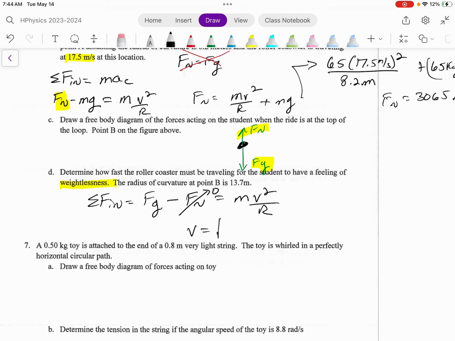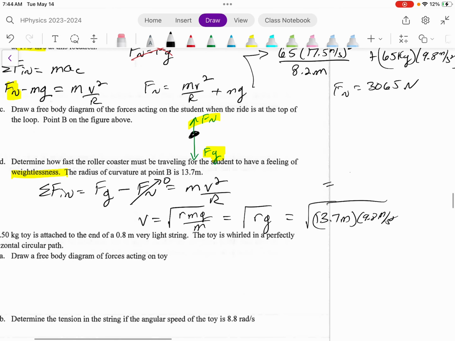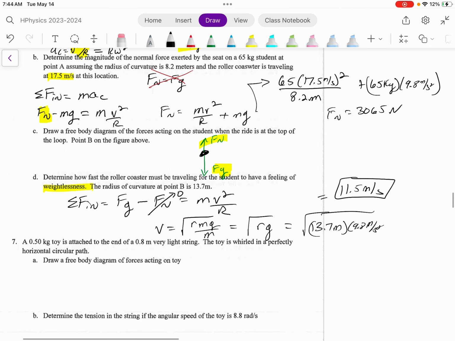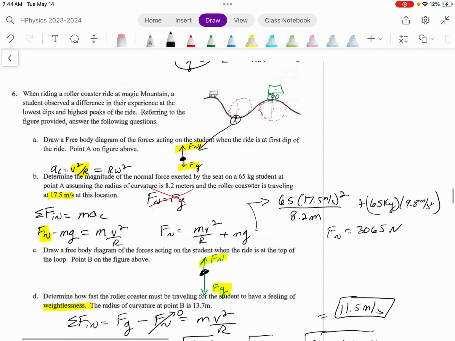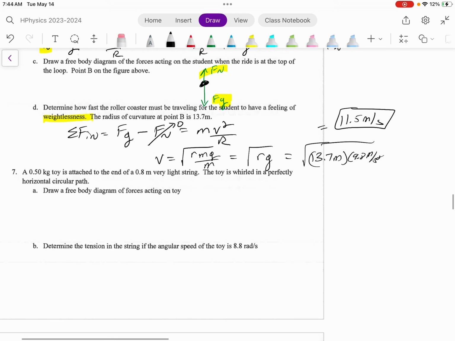for velocity. Velocity is equal to the square root of rmg over m, which will simplify into rg, which will then equal 13.7 meters times 9.8 meters per second squared. All of that is under the square root, and that will equal 11.5 meters per second. So right at the nanosecond, you hit 11.5 meters per second. In the curve at part B, because the radius of curvature is different, you'll start to feel weightless.